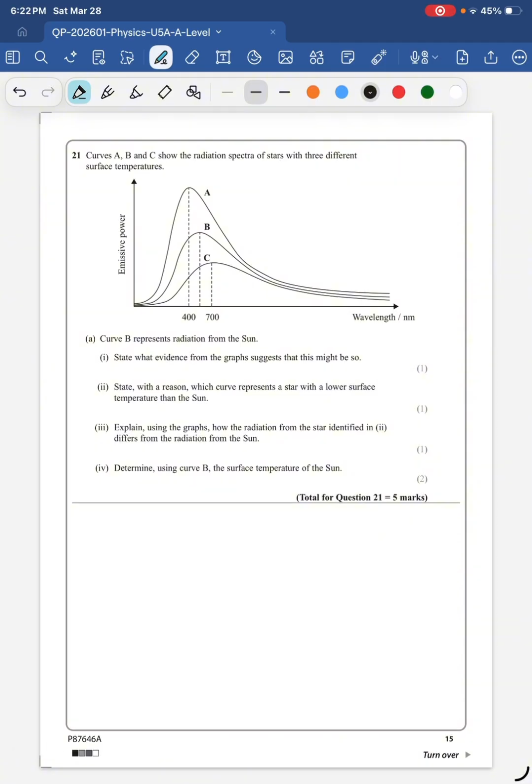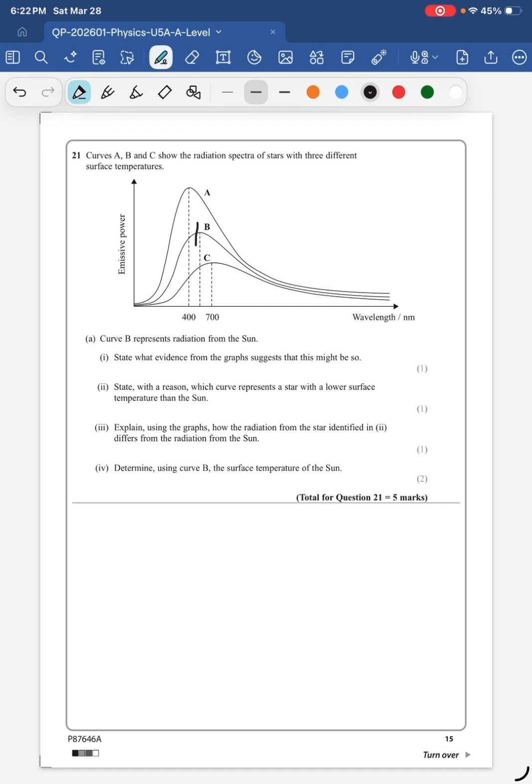Question 21. Curves A, B, and C show the radiation spectra of stars with three different surface temperatures. Curve B represents radiation from the sun. State what evidence from the graphs suggests that this might be so.